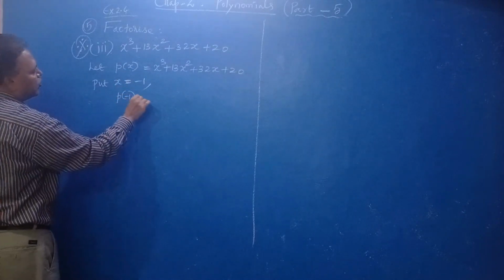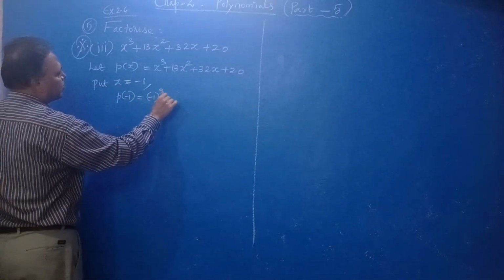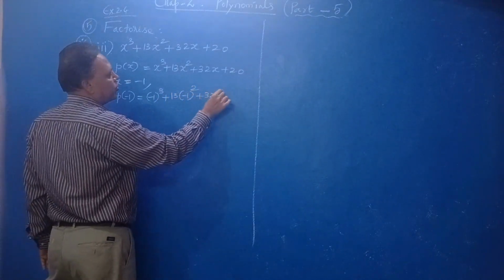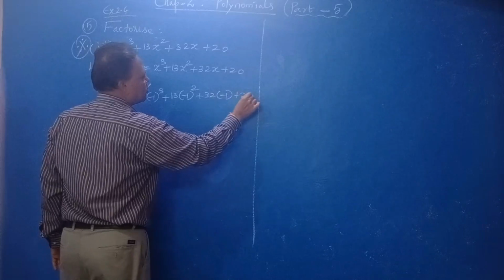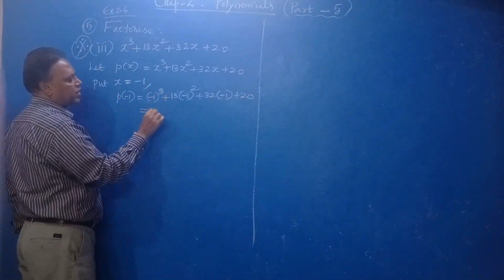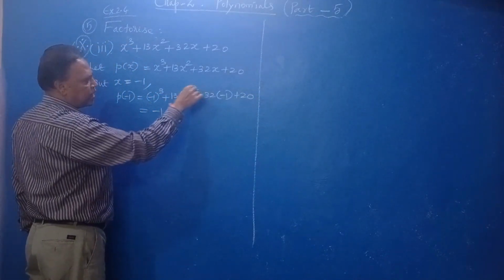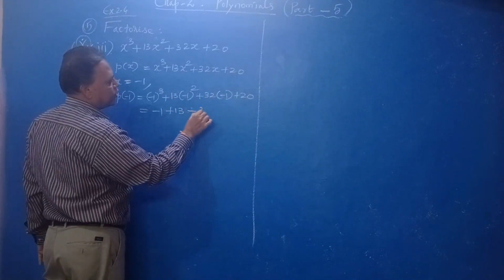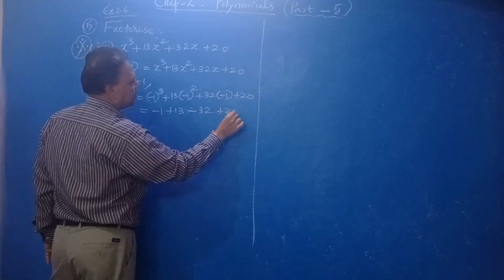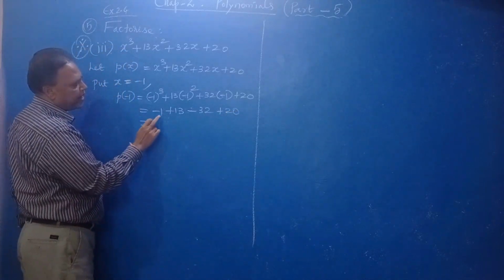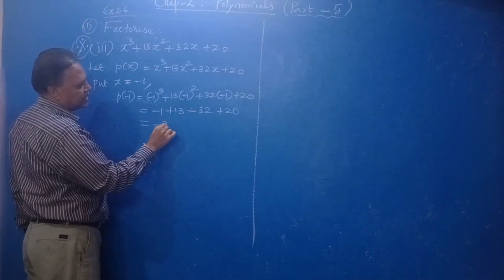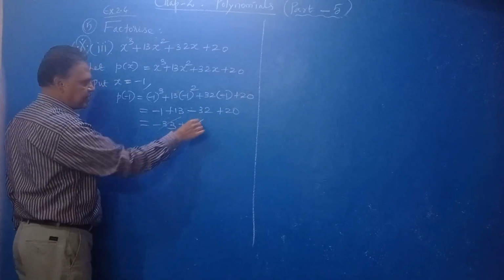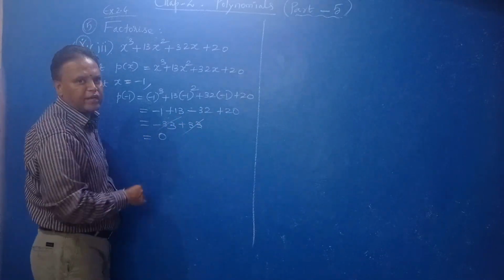P of minus 1 you put: minus 1 cube plus 13 into minus 1 square plus 32 into minus 1 plus 20. So minus 1 cube gives minus 1. Square means 1, into 13 is 13. Here plus into minus is minus 32, plus 20. So here minus alone add: minus 33, plus 33. So yes, getting 0. Getting 0.